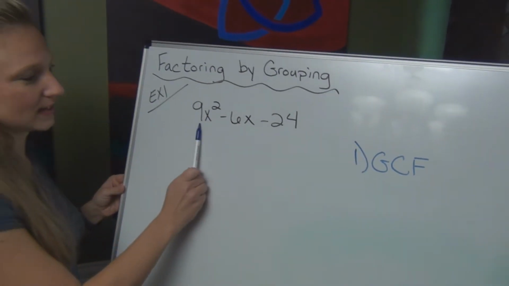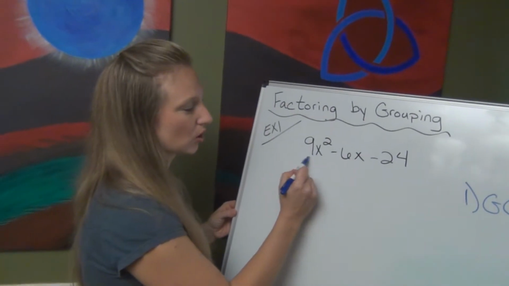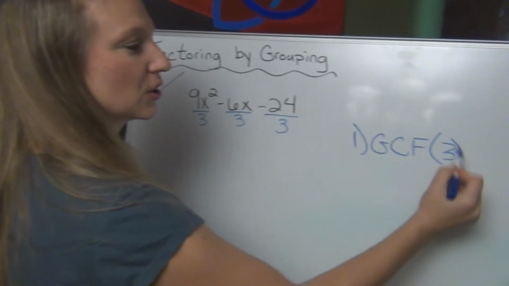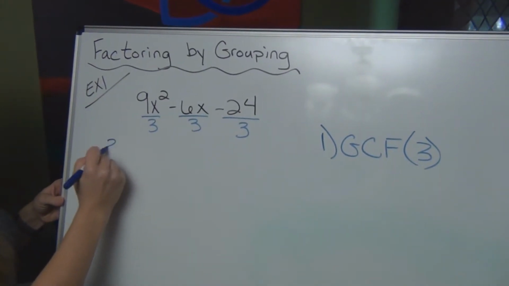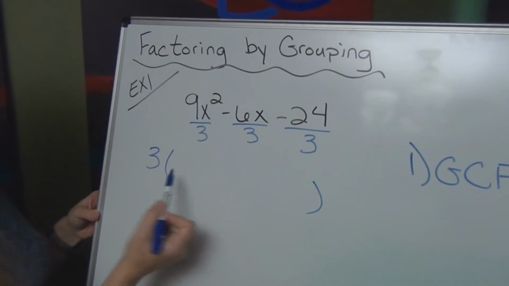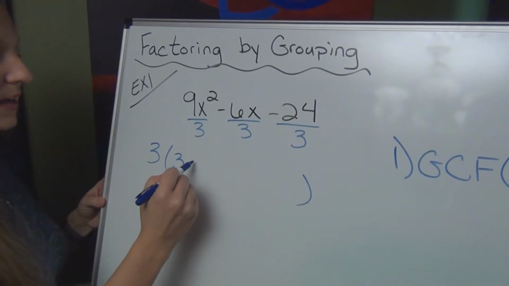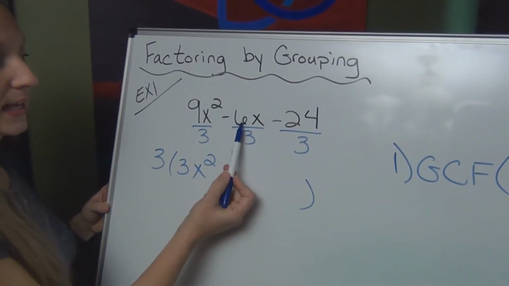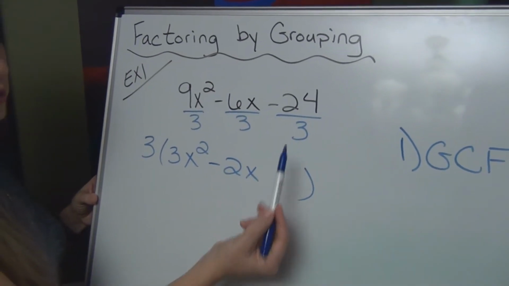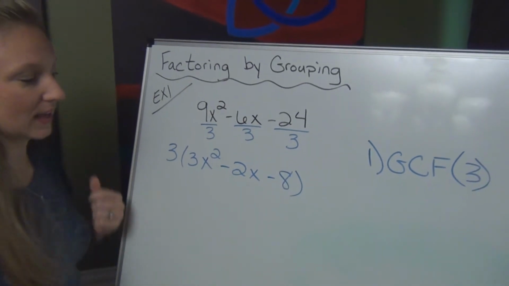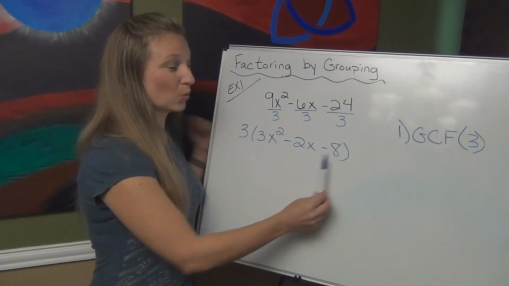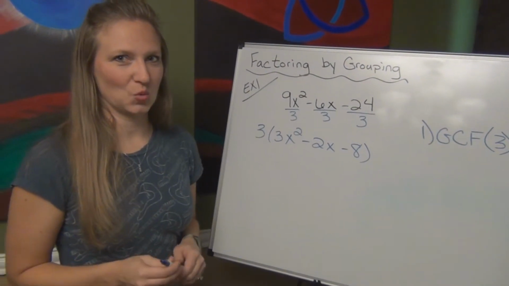I notice that I can divide 9, 6, and 24 by 3, which means it has a greatest common factor of 3. So I'm going to divide each term by 3. 9x squared divided by 3, and I'm left with 3x squared. Negative 6x divided by 3, and I'm left with negative 2x. Negative 24 divided by 3, and I'm left with negative 8. Now, all I have left is to factor this trinomial, which is much smaller numbers and easier to work with.